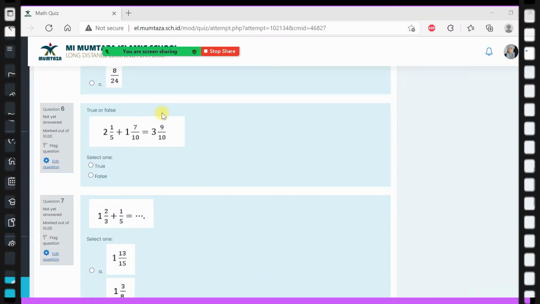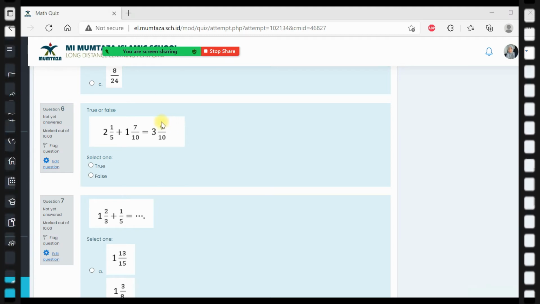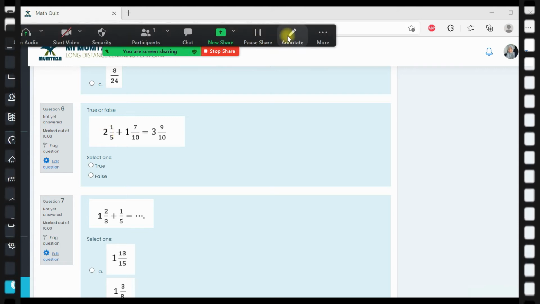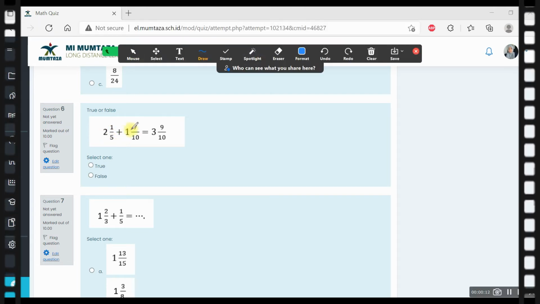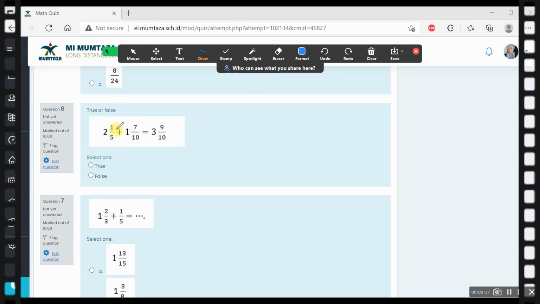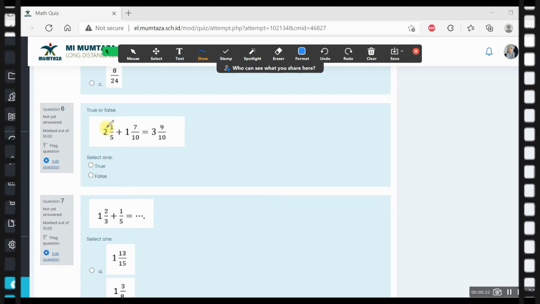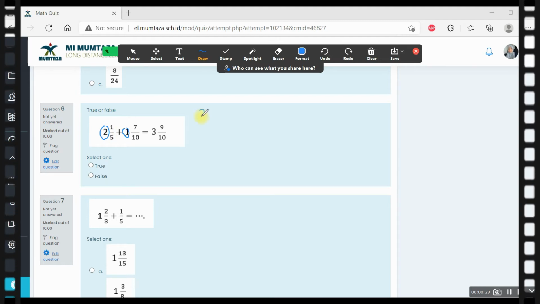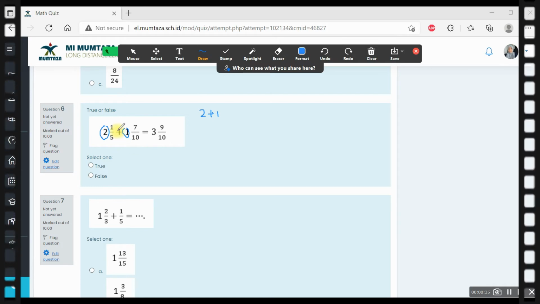Okay, the next is number 6. Number 6 is addition of mixed numbers. How to add mixed numbers? The first thing, you must group the whole number with whole number, and the fraction with fraction. The whole number with whole number, because this is addition, so 2 plus 1. Now after this, group the fraction with fraction.